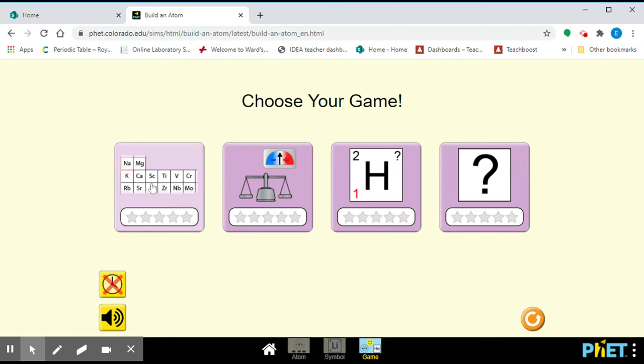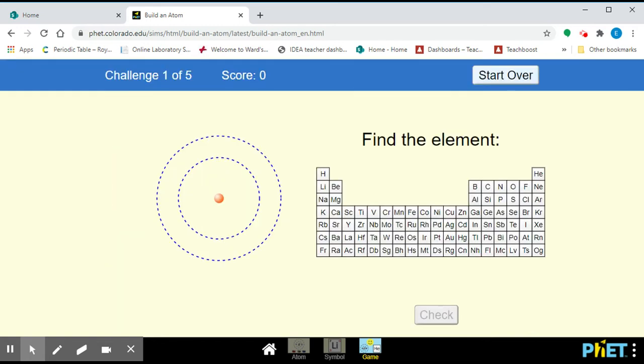Just to give you an example of how this looks, if I click on the periodic table squares, it takes me to a practice question. I have my Bohr model of an atom on the left and a periodic table on the right. And it tells me to find the element. Well, if I look at this element, I have 1 orange circle, so I have 1 proton. I don't have any gray circles for neutrons, and I don't have any blue circles for electrons.